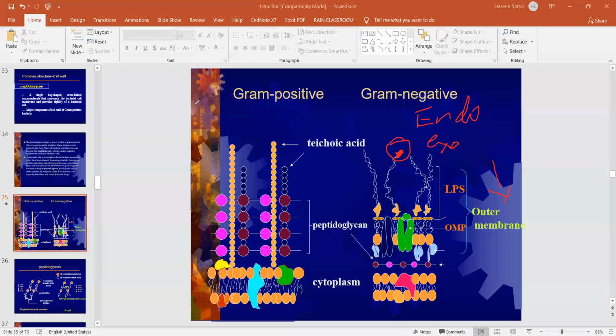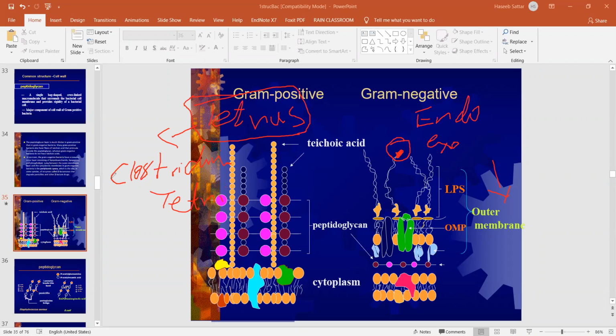For example, have you heard of tetanus? Yes, sir. Okay, so tetanus is caused by Clostridium tetani. Clostridium tetani is the bacterial name which causes tetanus.